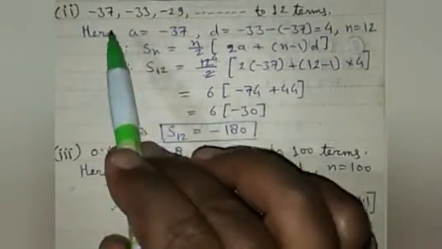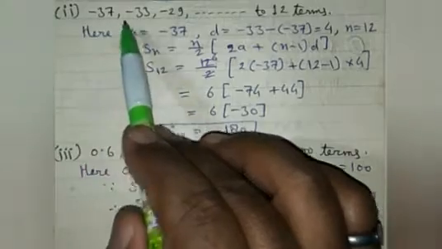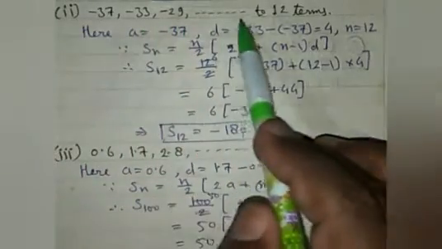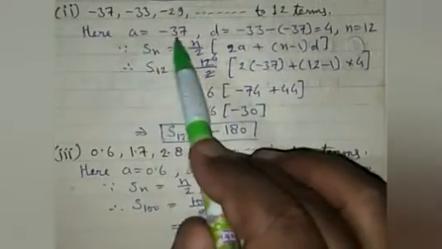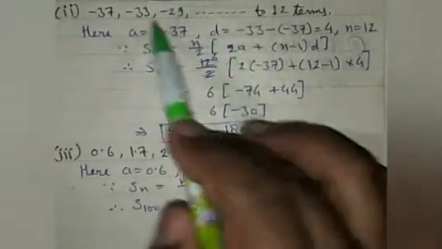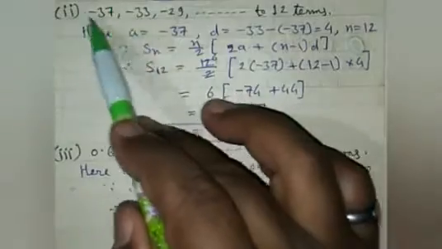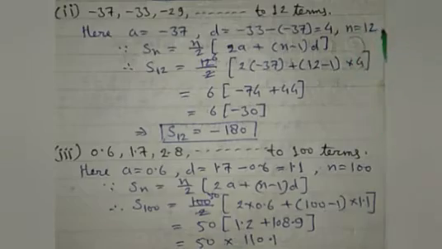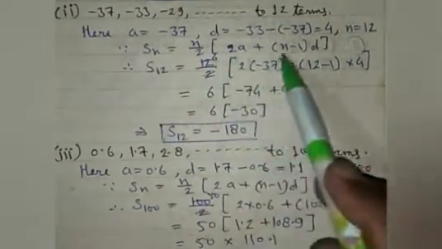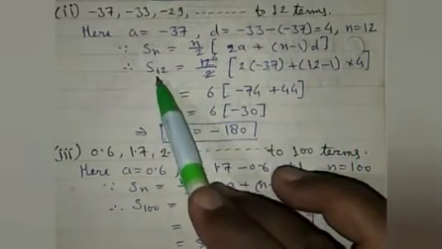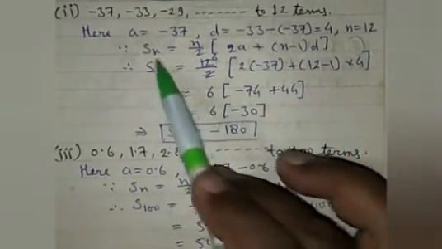In the second part, the AP is given as minus 37, minus 33, minus 29, up to 12 terms. So here a is equal to minus 37 and d is equal to minus 33 minus (minus 37). So here minus 33 plus 37 will give 4, and n equal to 12. So here Sn equal to n by 2 into (2a plus (n minus 1) into d). So S12, n means 12.